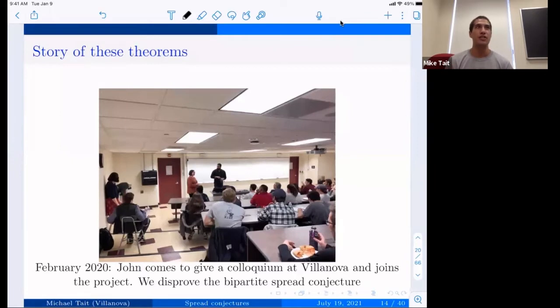of course, and there were some optimization problems that were coming up over and over again. We don't know very much about optimization, and John knows some stuff about optimization, so he came to give a colloquium and joined our project. And at this point, we found a counterexample actually to the bipartite spread conjecture. So that was very surprising. We were trying to prove it, and there was a step that seemed obvious, but we couldn't prove, and then that led to finding this counterexample.